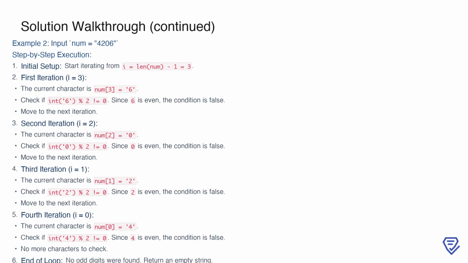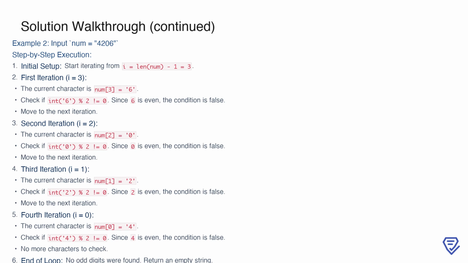Now, let's look at a more detailed example with the input string 4206. Here, we again start iterating over the string from the rightmost digit. First, we check 6, but since it is even, we proceed to the next digit. Then we check 0, which is also even, so we move on.